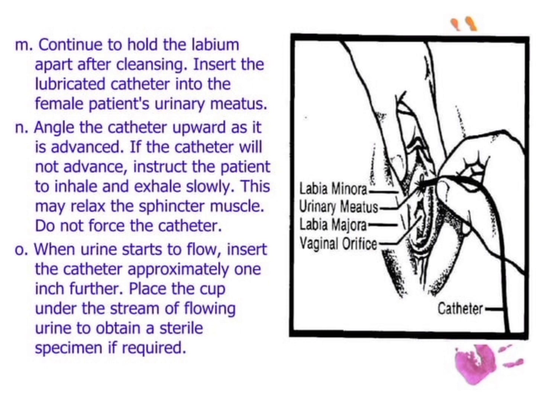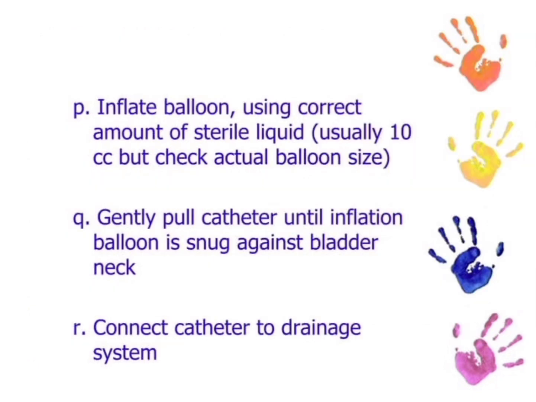Do not force the catheter. When urine starts to flow, insert the catheter approximately 1 inch further. Place the cup under the stream of the flowing urine to obtain a sterile specimen if required. Inflate the balloon using the correct amount of sterile liquid. Gently pull the catheter until the inflation balloon is snug against the bladder neck.